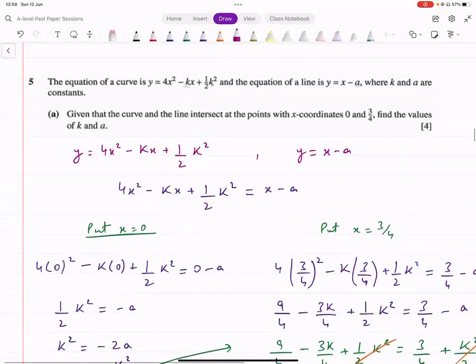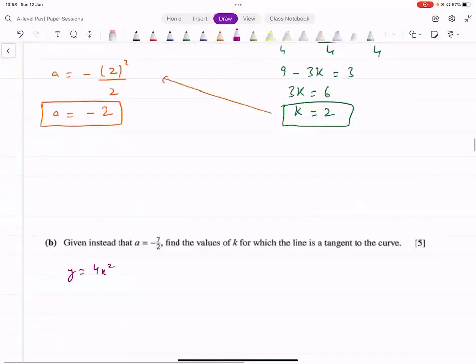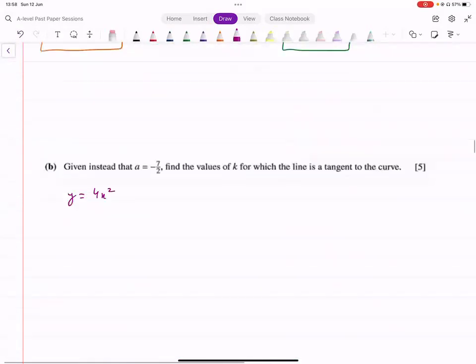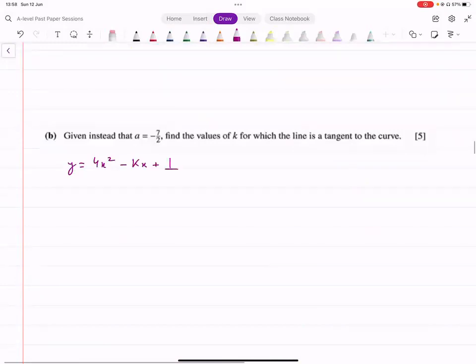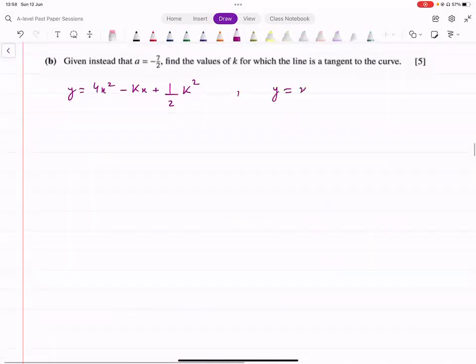So let's see what information we had in the question itself. In the question statement, we were just given the equation of the curve and equation of the line. Let's use that here. We have y equals 4x squared minus kx plus 1 over 2 k squared, and we have y equals x minus a, right? So anything else from the first part is not relevant. This is the only thing that's relevant for us in the second part.